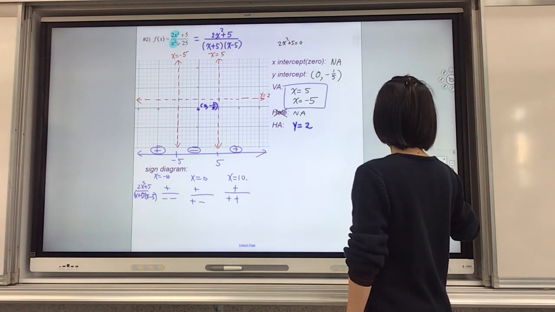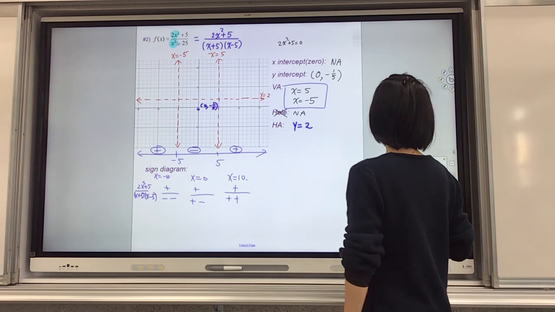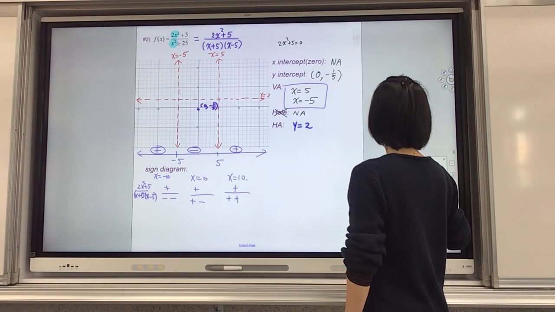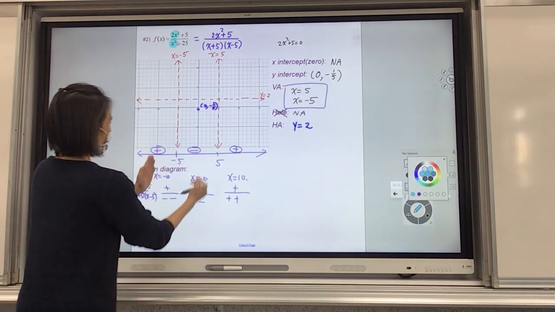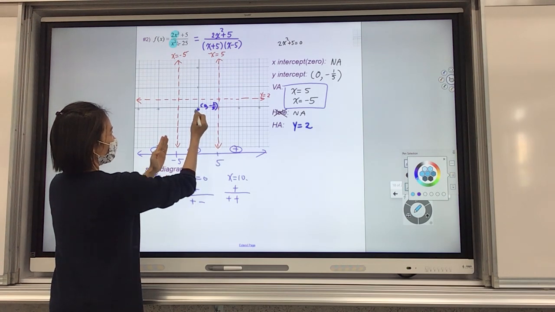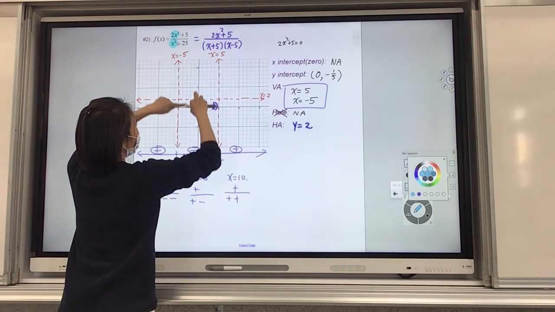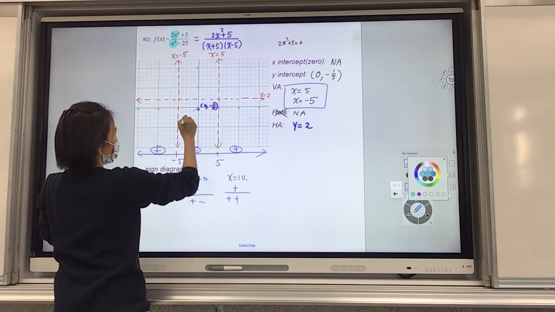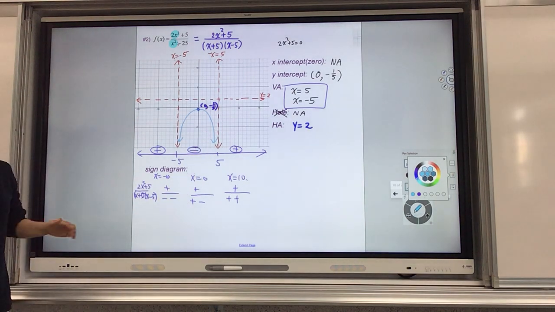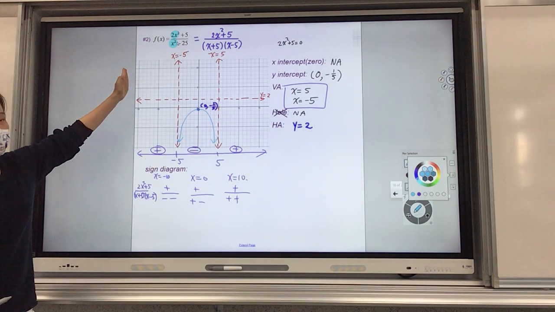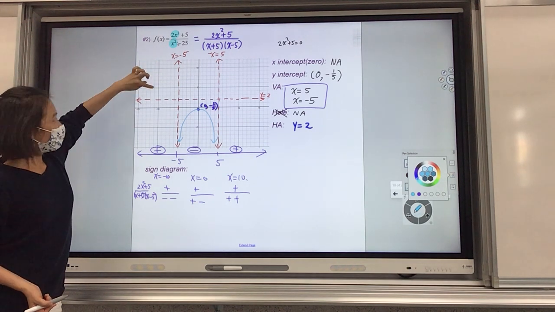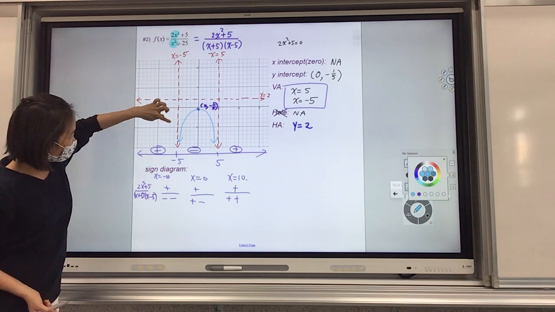Now let's graph it. Let me use this color of blue. Since from negative 5 to 5 is negative, and I already have this point here, I can't go up. The only way is to go down. From here to here is positive. That means I can only be in this region, right?